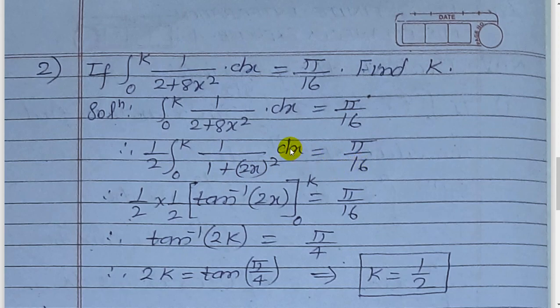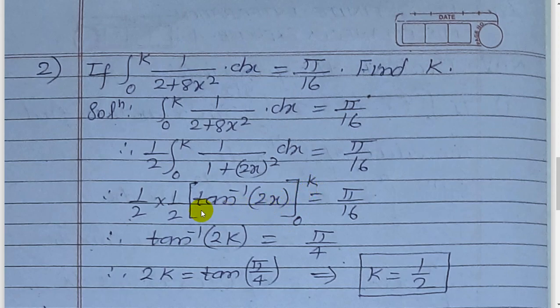So we see that this integral is of the type 1 upon x square plus a square. So using the integral formula of 1 upon x square plus a square, we get 1 by a into tan inverse x upon a. So 1 by 2 is as it is. Here 1 upon a, that is 1 upon 1. But the coefficient of x is 2, so we write here 1 upon 1 into 2, that is 2. So 1 by 2 into tan inverse 2x upon 1, that is 2x, with limits 0 to k.